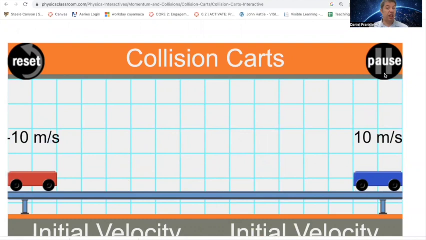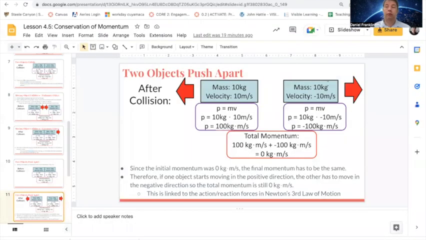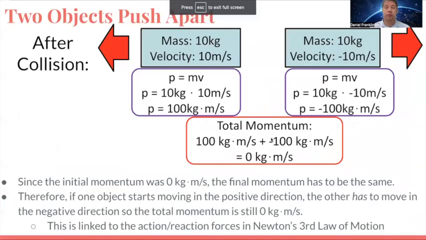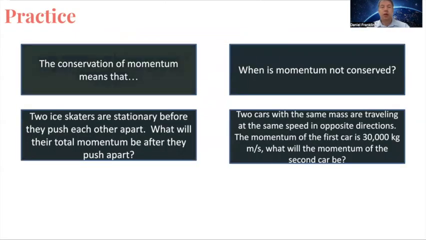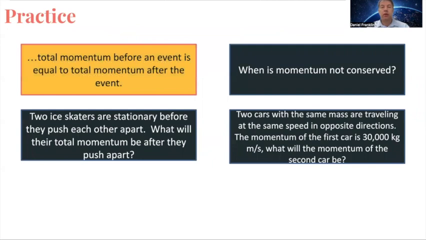The momentums are going to cancel out. It's still equal to 0. Okay, so before and after have to equal. So conservation of momentum means that total momentum before an event is equal to total momentum after the event. So when does this conservation stuff break down?